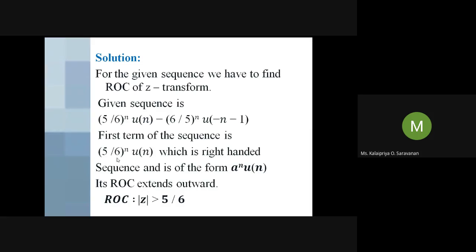So now, a is nothing but 5/6. They are not asking you to calculate the Z transform. They are asking you only about the ROC. So I mentioned only that here. So the ROC is modulus of z greater than 5/6. So keep this aside. We will go to the next term.